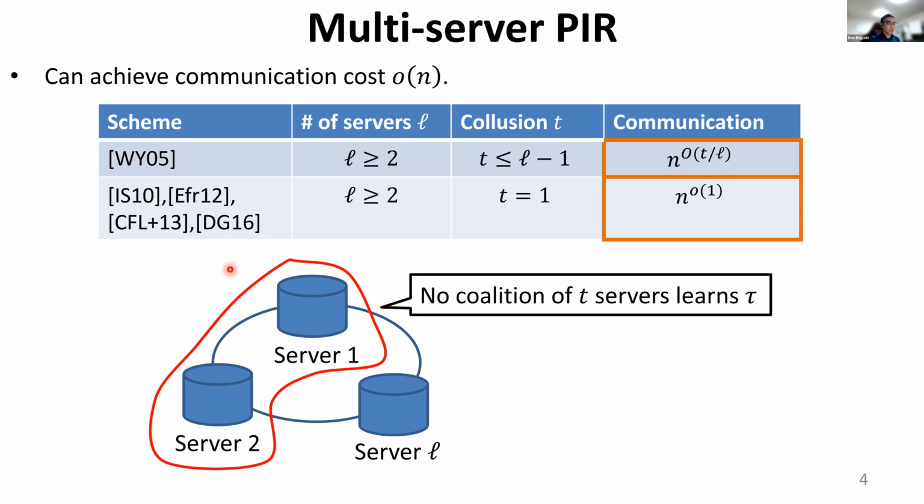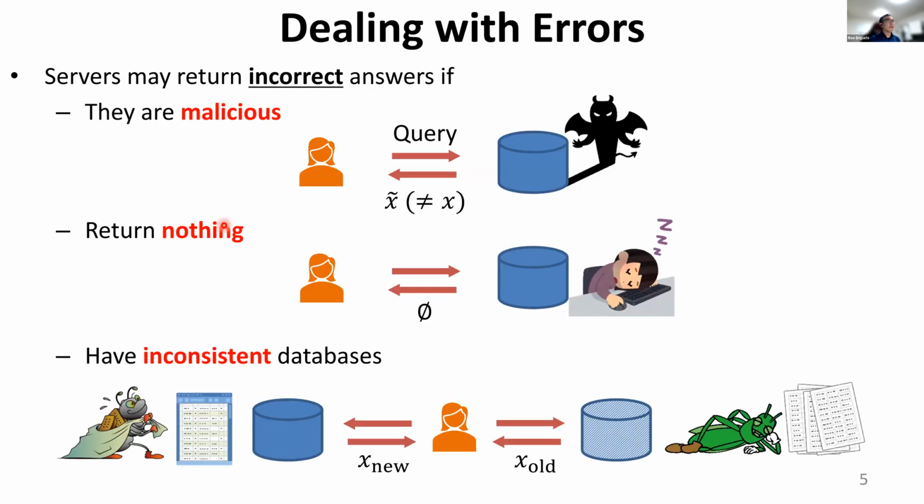Here we suppose that these PIR schemes assume that all servers are semi-honest. That is, all servers always return correct answers. However, in a real-world situation, this is not the case. For example, servers may be malicious and they try to make the client output an incorrect value. Also, they may return nothing if they are faulty. Finally, we can also consider a situation where servers have inconsistent databases. For example, if a server has an old database, then the client will receive inconsistent answers.